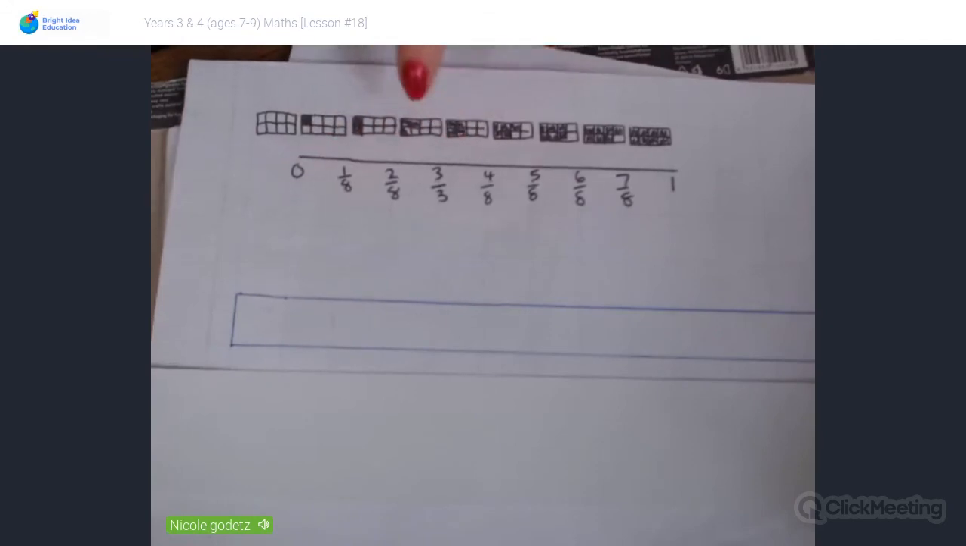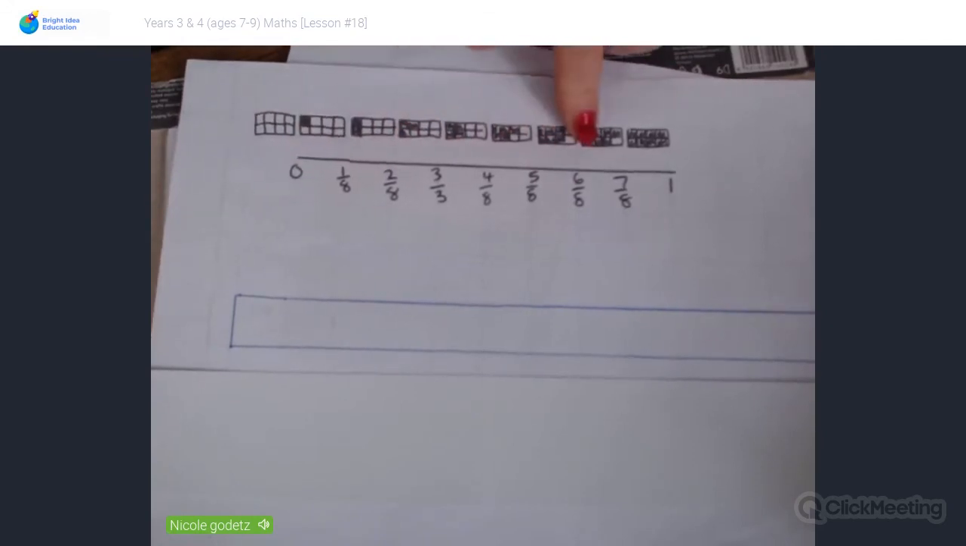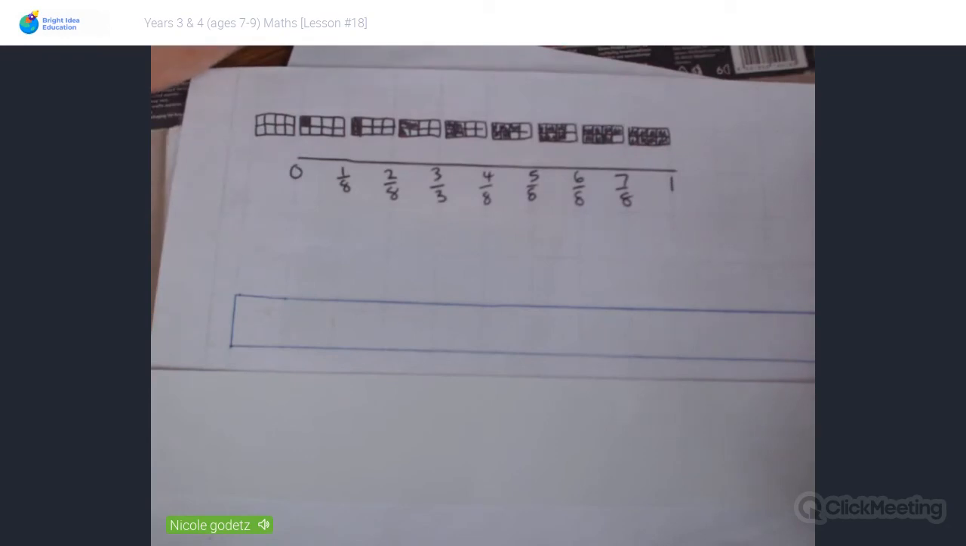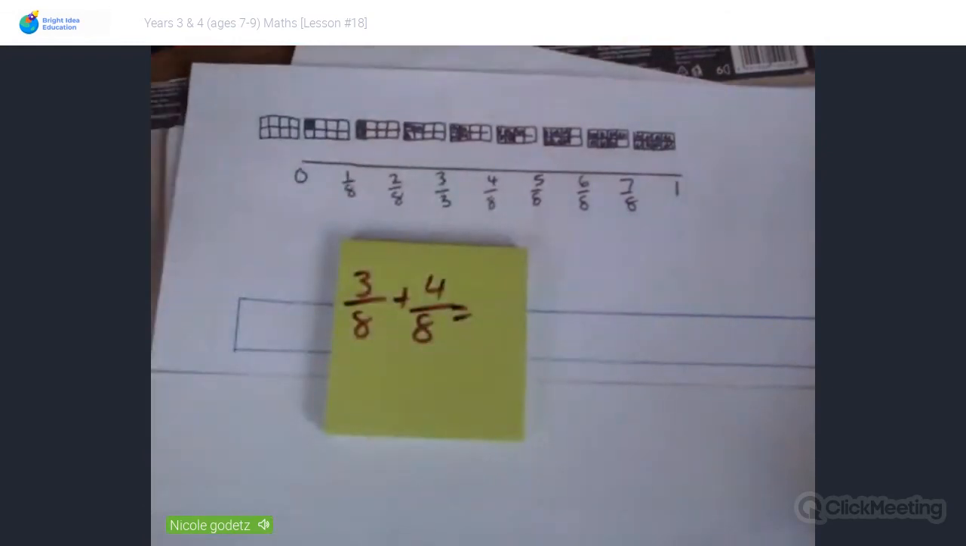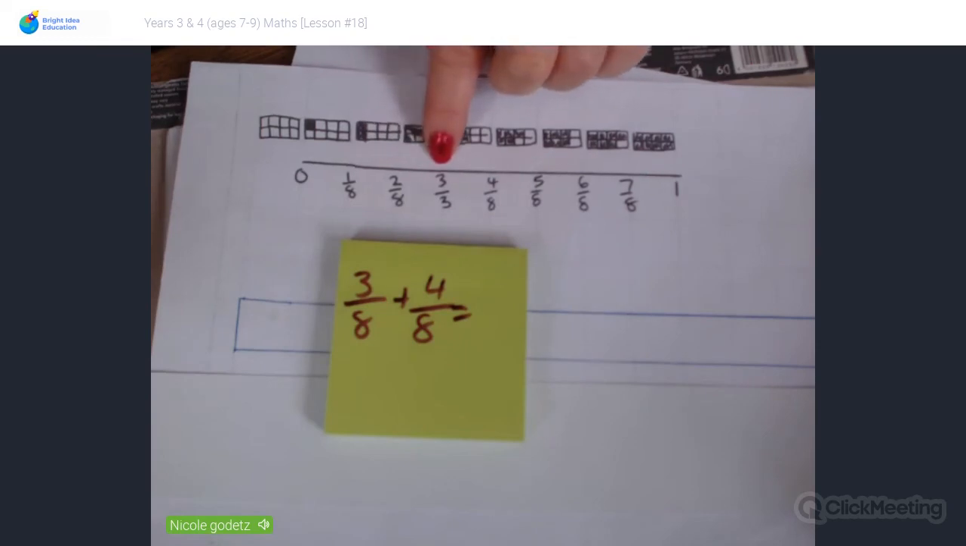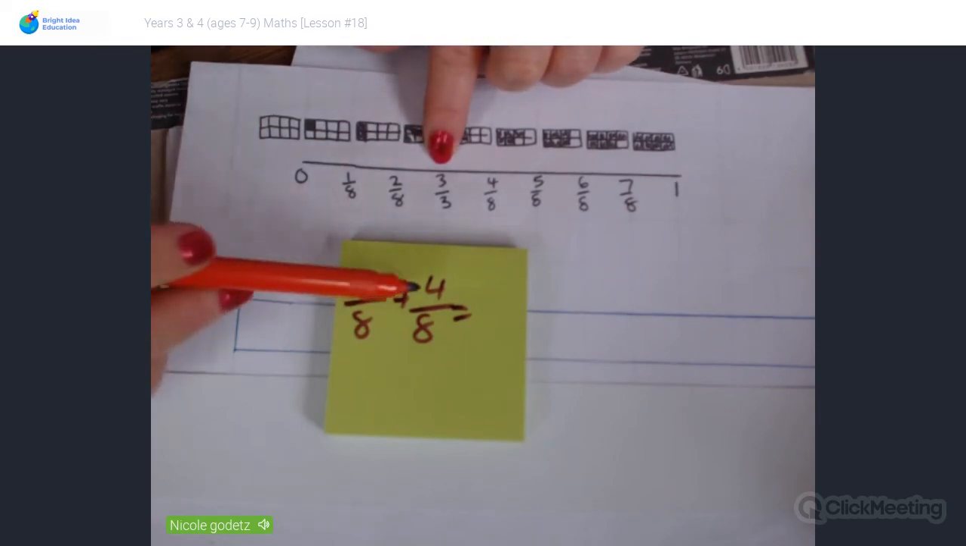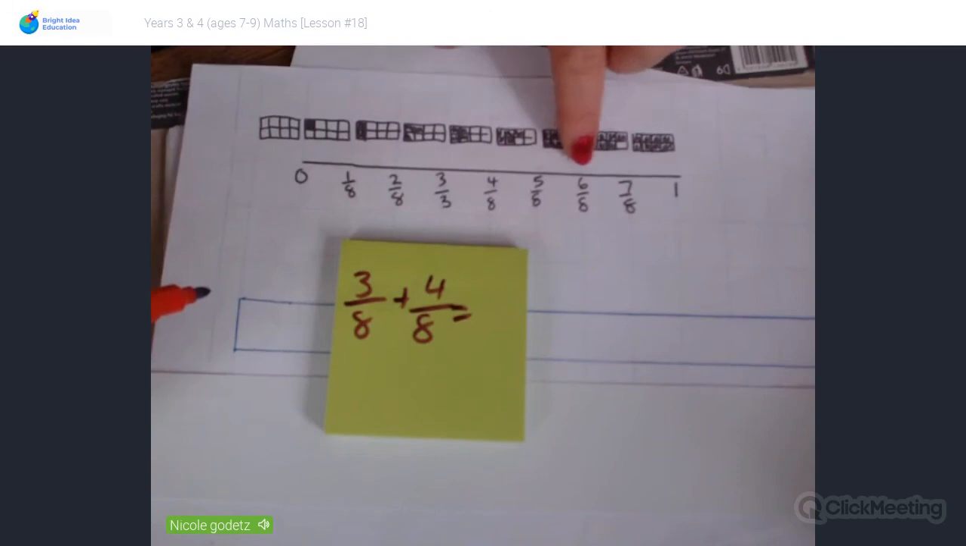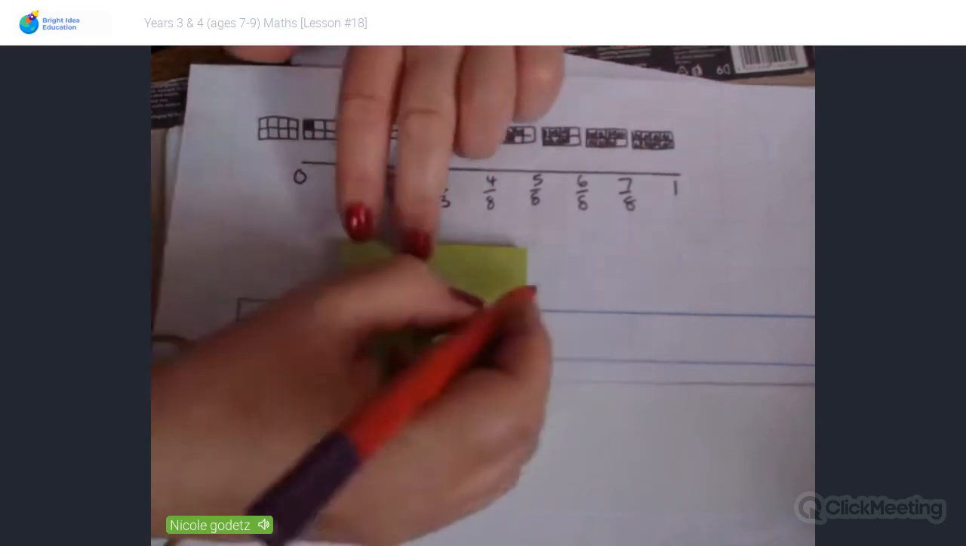Okay, so I've got a number line in eighths here. If you were going to add 3/8 and 4/8, what would you get? We're on 3/8 and we take a jump of how many? 4. 1, 2, 3, 4, and we get to 7/8.